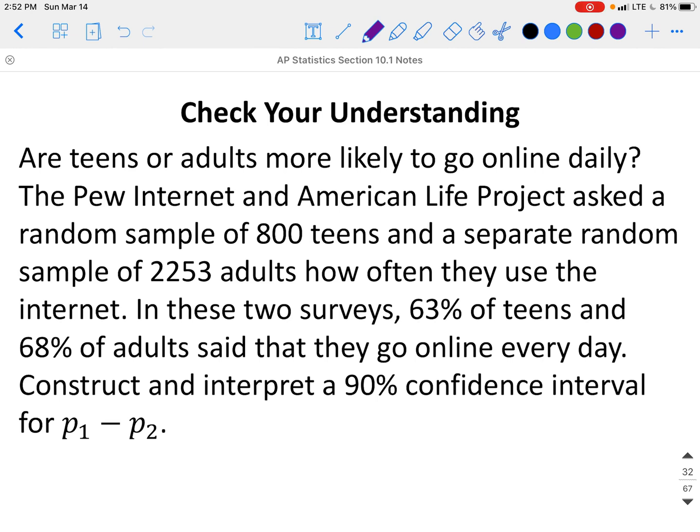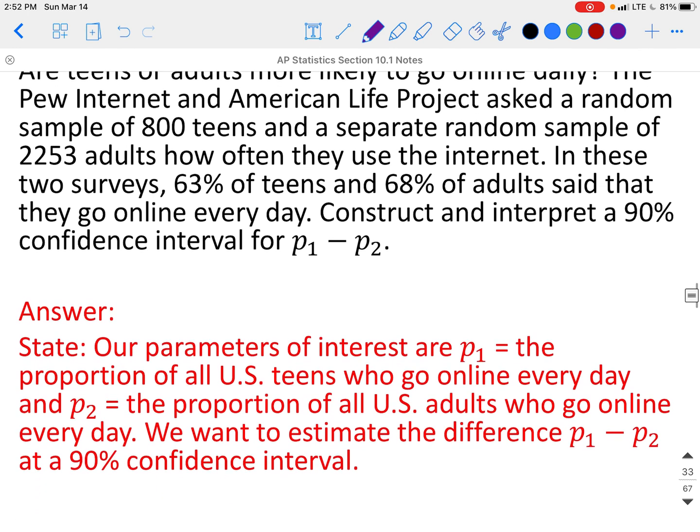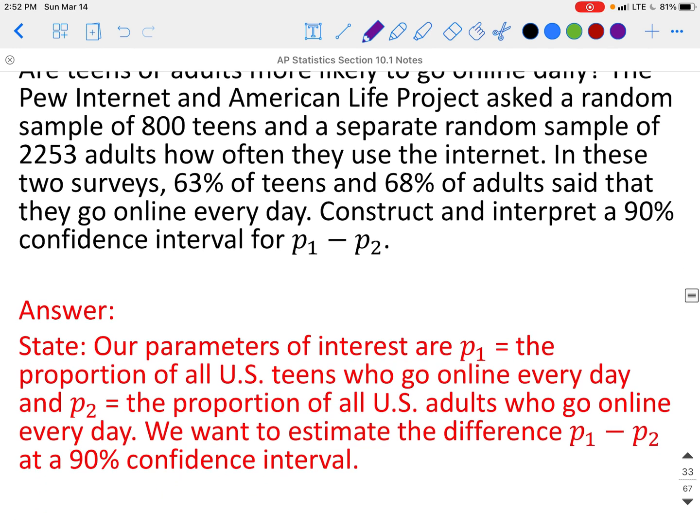So for this problem, we need to start with our state. Remember, you need to define your parameters and you need to state the confidence interval of what you are trying to find. So our parameters of interest are p1, the proportion of all U.S. teens who go online every day, and p2, the proportion of all U.S. adults who go online every day. We want to estimate the difference of p1 minus p2 at a 90% confidence interval.